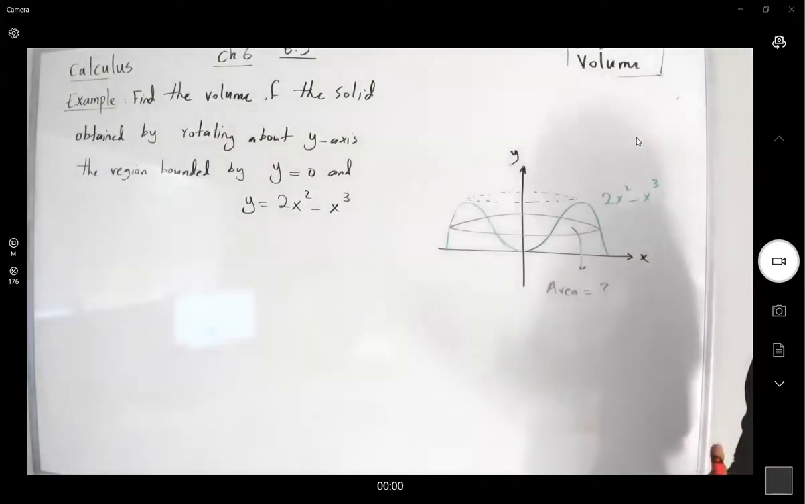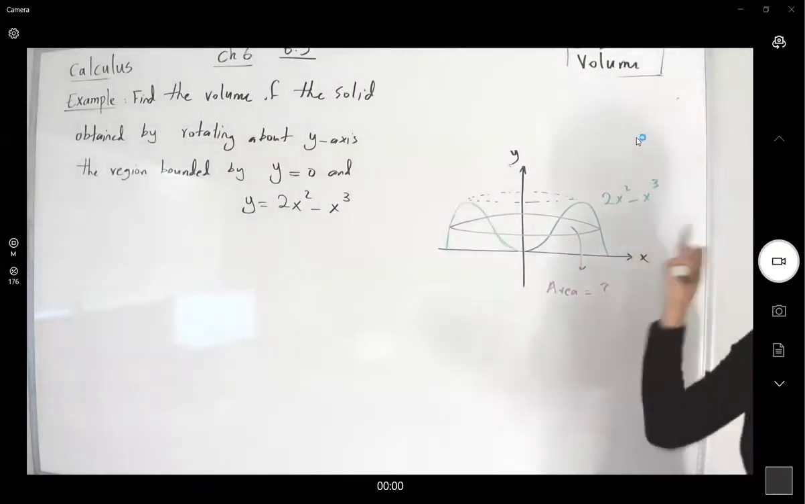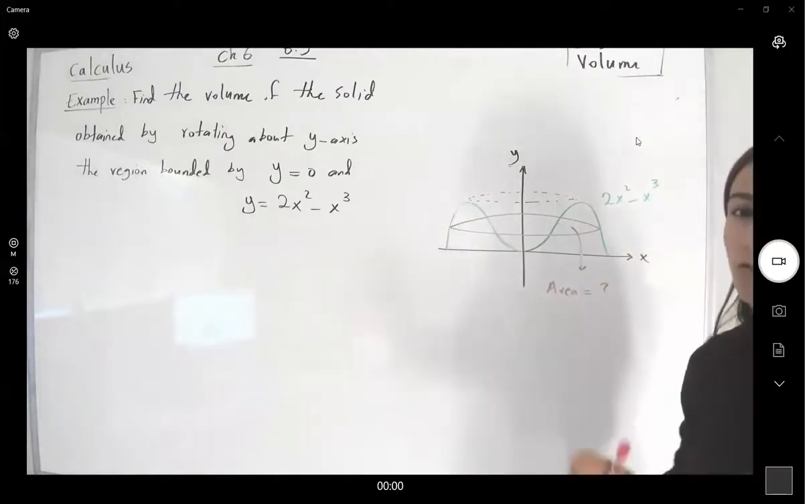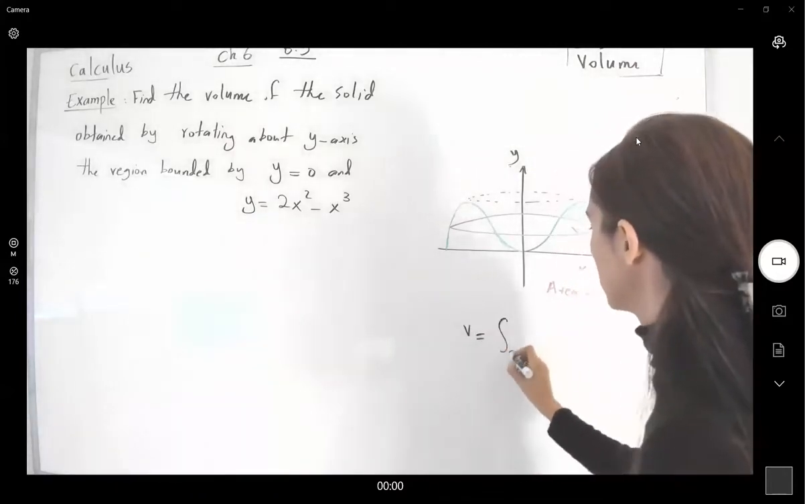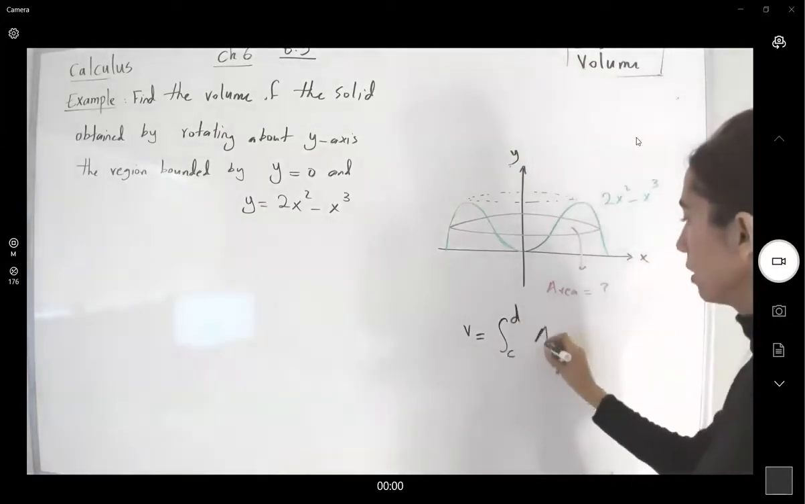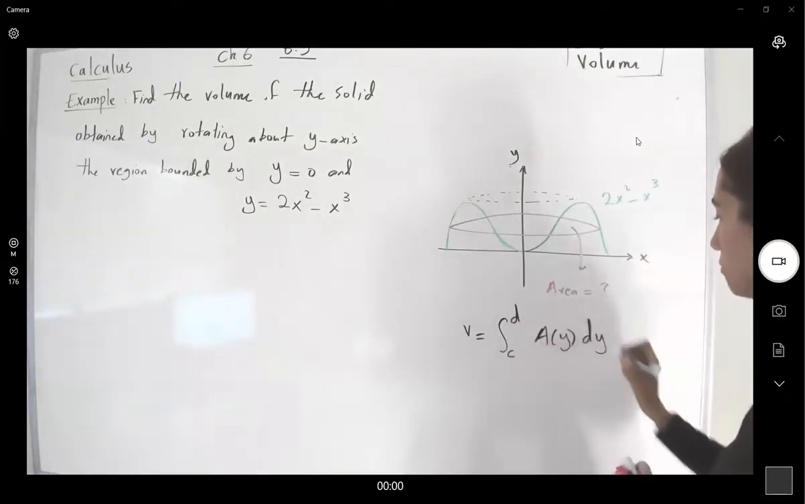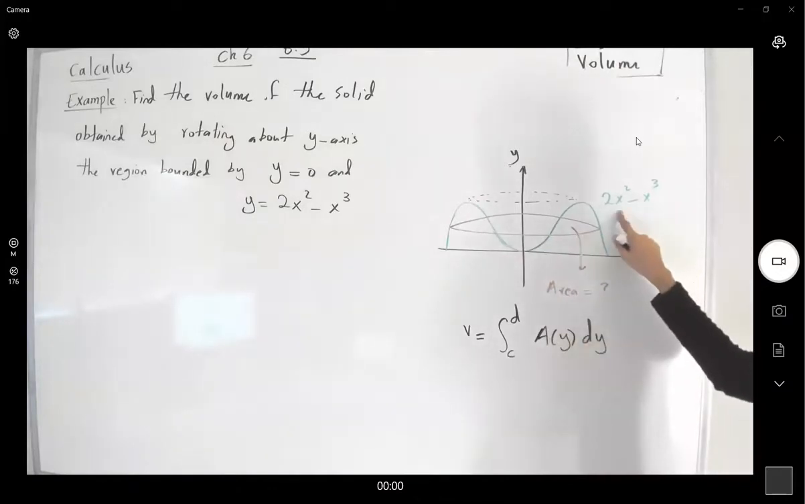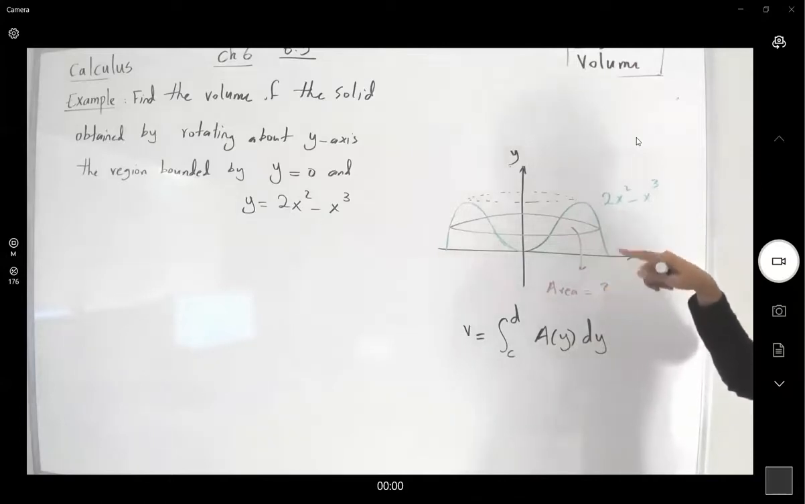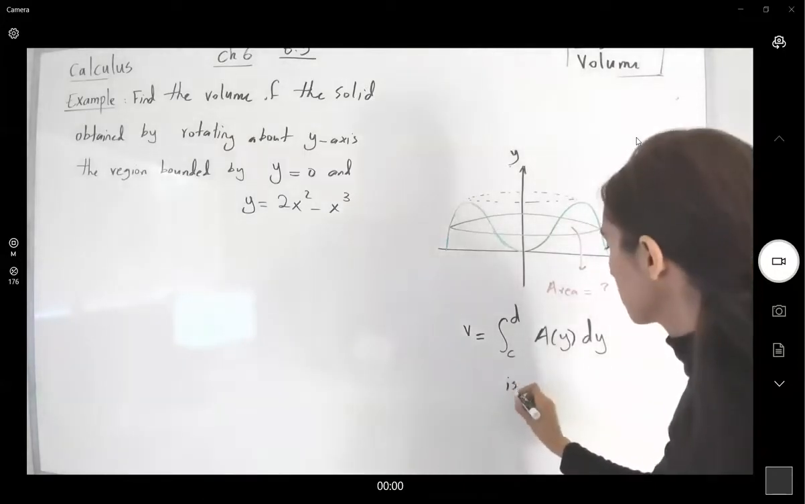Remember that in one of the examples where we found the volume rotating about the y-axis, we used this formula: the integral from c to d of A of y dy, where A of y was the area of the cross section, and we wrote everything in terms of y. Here y equals 2x squared minus x cubed. It means that we need to isolate x and write it in terms of y. But how do you isolate x?